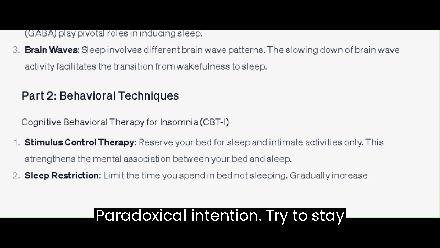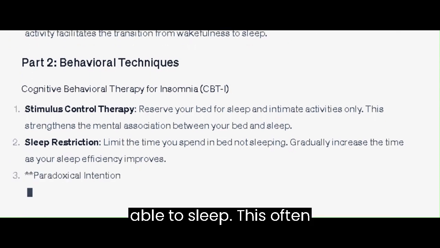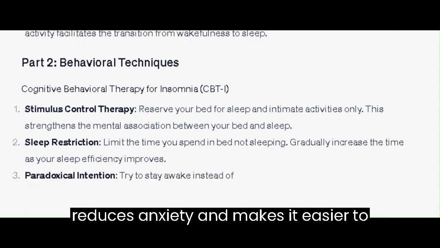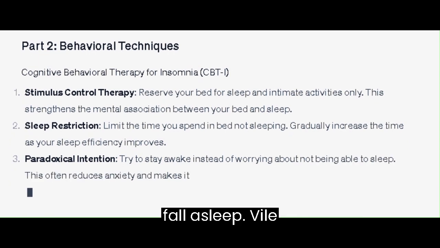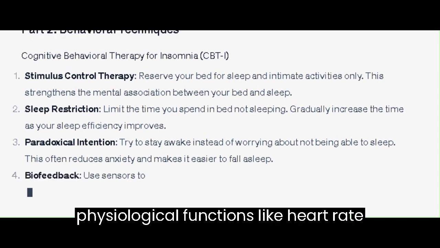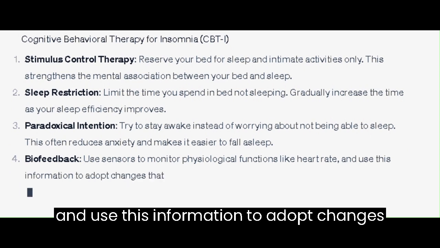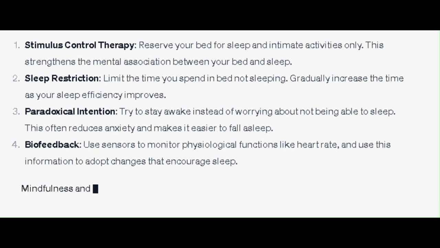Paradoxical intention. Try to stay awake instead of worrying about not being able to sleep. This often reduces anxiety and makes it easier to fall asleep. Biofeedback. Use sensors to monitor physiological functions like heart rate, and use this information to adopt changes that encourage sleep.